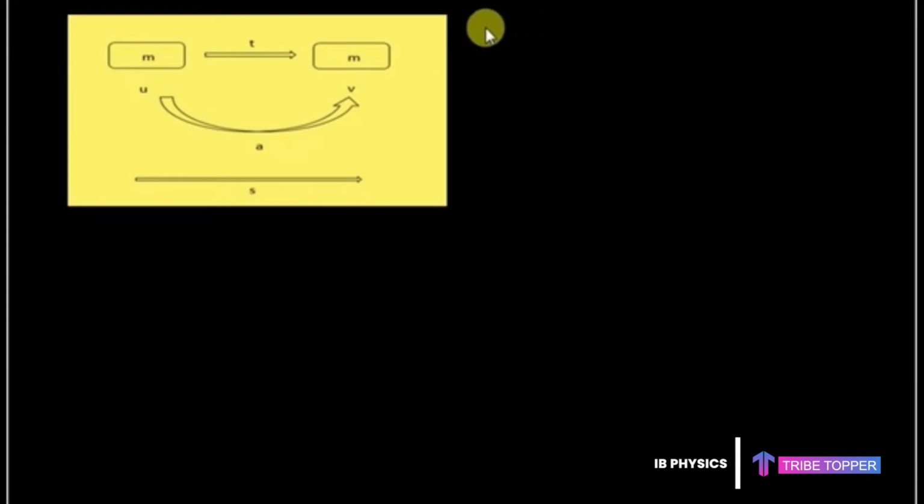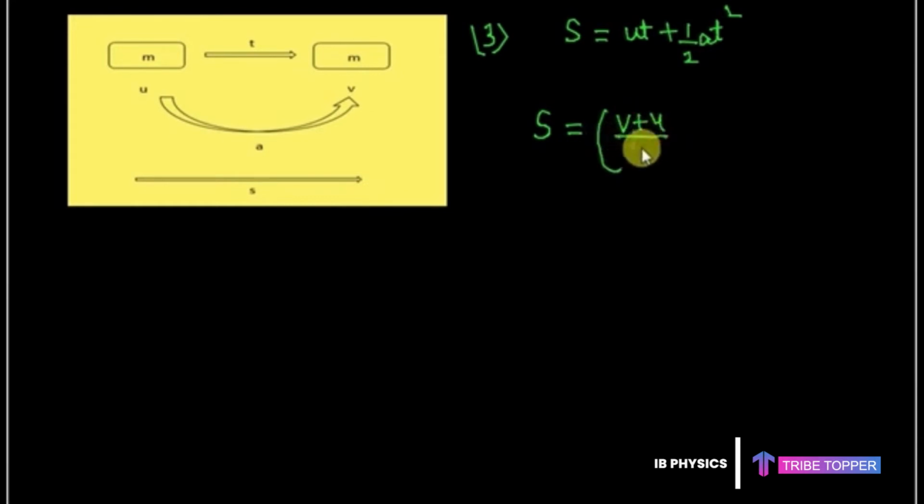And now we move to the third equation of motion, that is s is equal to ut plus half at square. As we can clearly see, there is no v here, so we are going to eliminate v. How do we do that? For the formula for distance, again we'll use average velocity into time, that is v plus u upon 2 into time t. So we won't replace t this time.